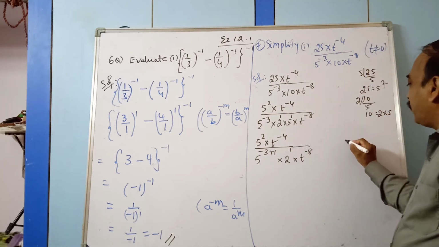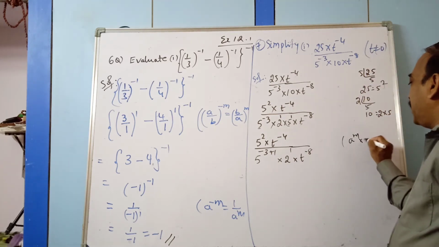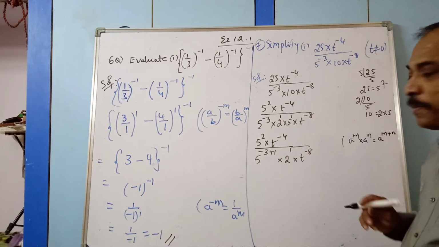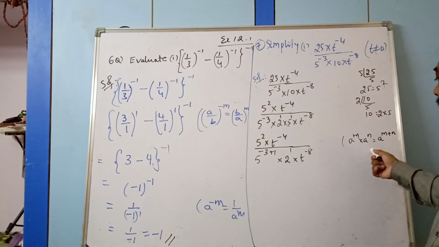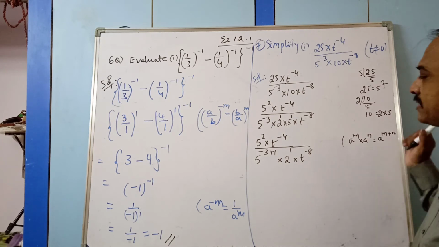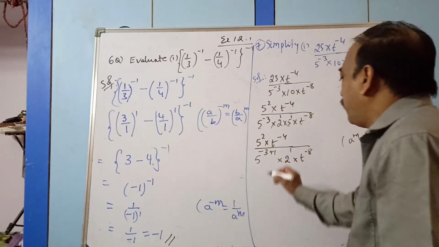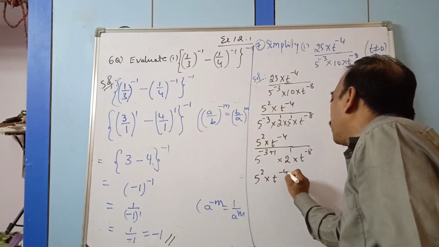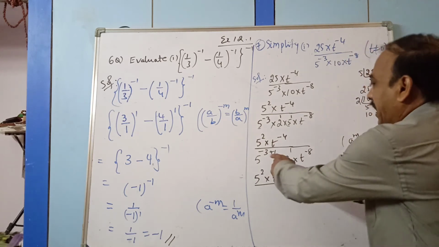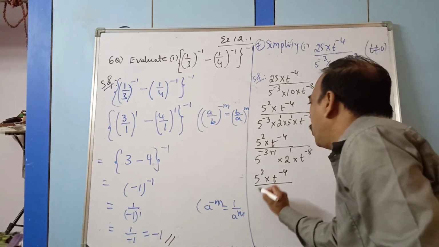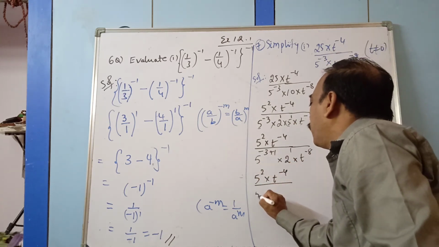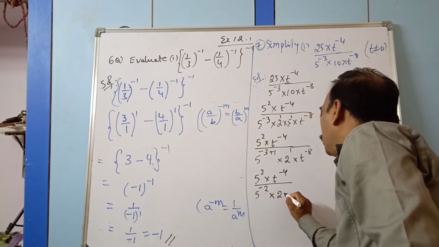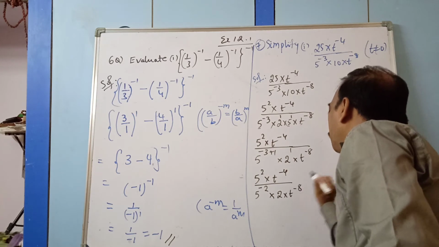Here what is the identity we used? a to the power m into a to the power n is equal to a to the power m plus n. Now 5 power 2 as it is, you write 5 to the power 2 into t to the power minus 4 by, minus 3 plus 1 will give you 5 to the power minus 2 into 2 into t to the power minus 8.